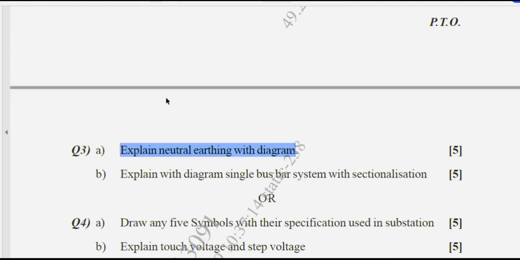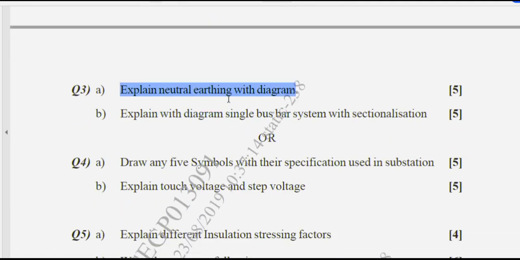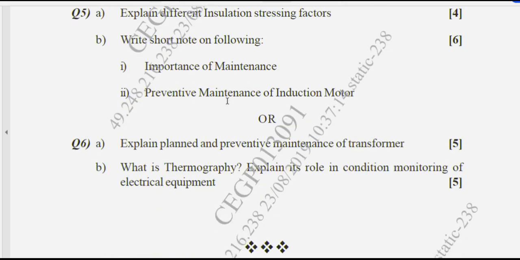The question is: explain the neutral earthing with diagram. So you have to draw the diagram which explains the neutral earthing, and you have to state the procedure, or the explanation of the neutral earthing. This carries 5 marks. So this is from the in-semester point of view.